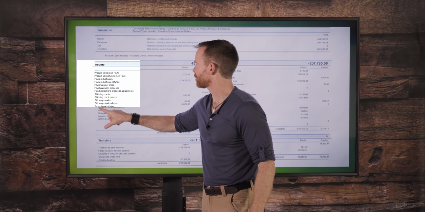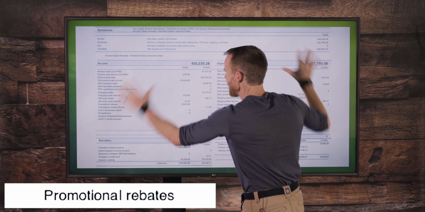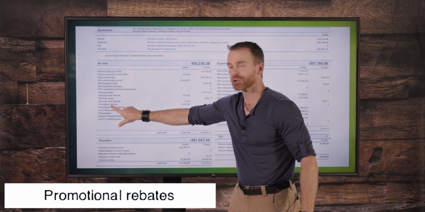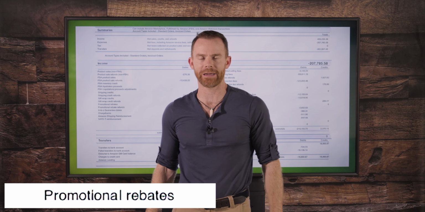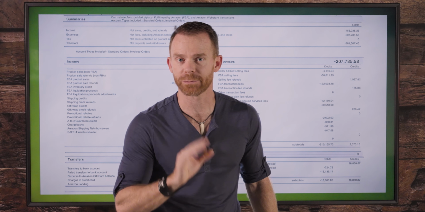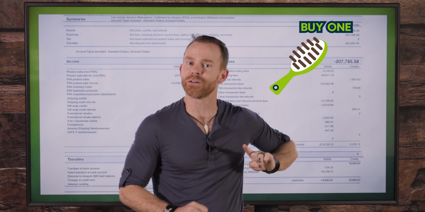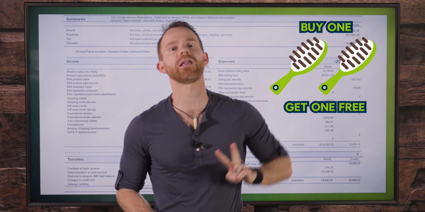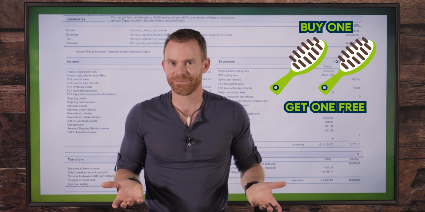The next one is promotional rebates. Now, out of everything on this entire payout sheet, promotional rebates is the one that most people get confused by. I'll explain why. You launch your hairbrushes and you decide to do a promotion. It adds that little badge. And the promotion is if you buy one, you get a second one for free for people who have a lot of hair. And so they decide to apply it.